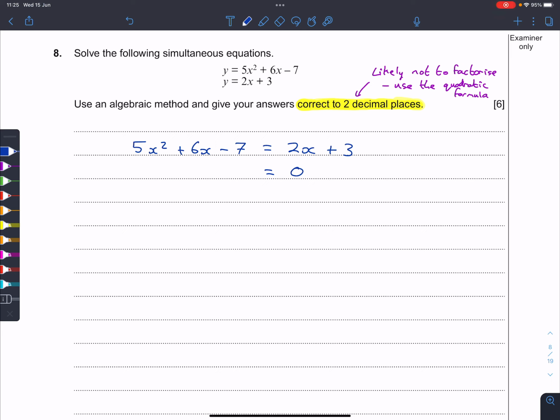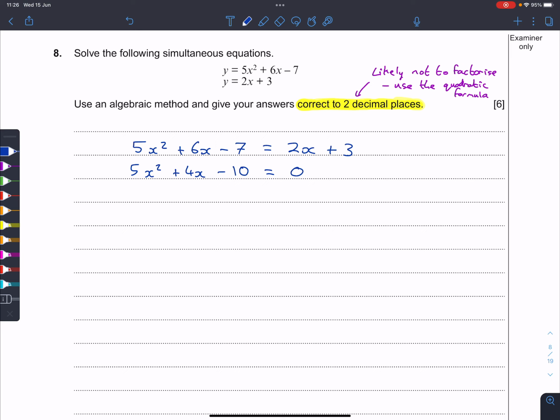In order to solve a quadratic, I want it equal to 0. So I can take 2x off both sides, which leaves me with 5x squared plus 4x. And I can take 3 off both sides, which will give me minus 10.